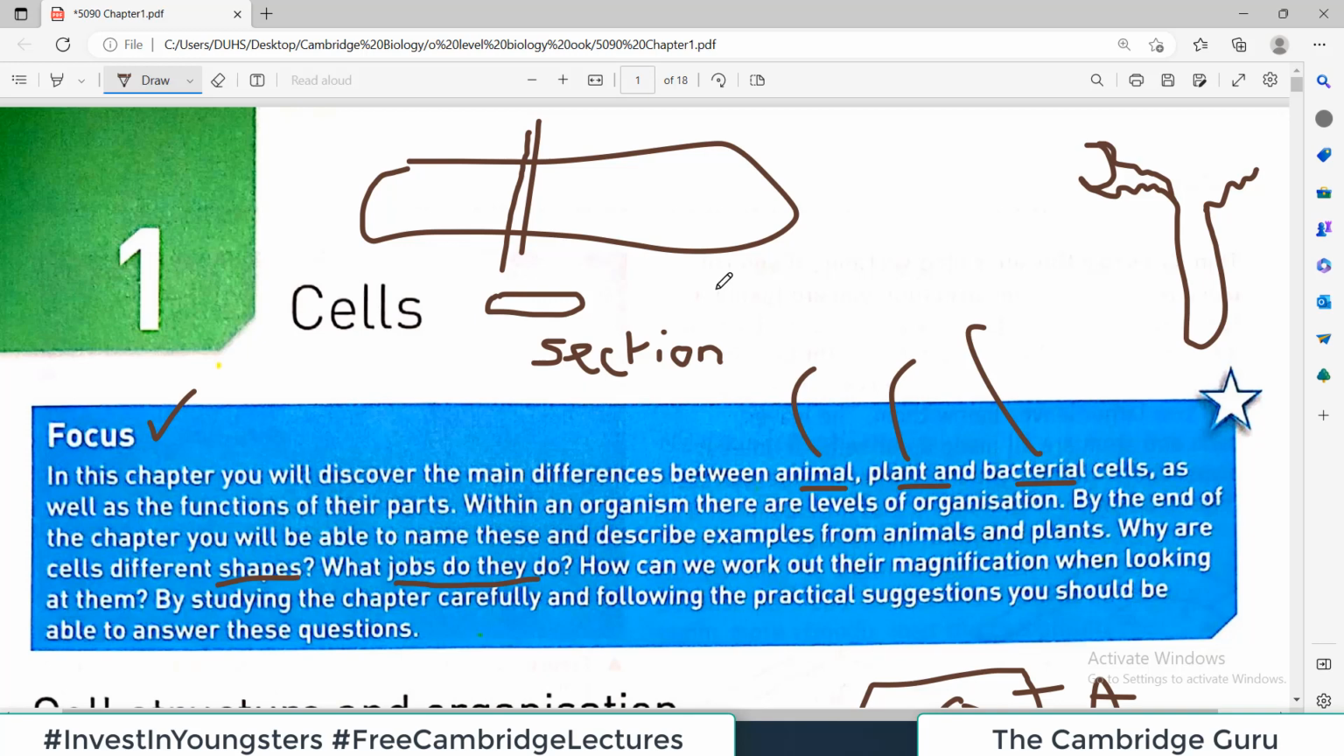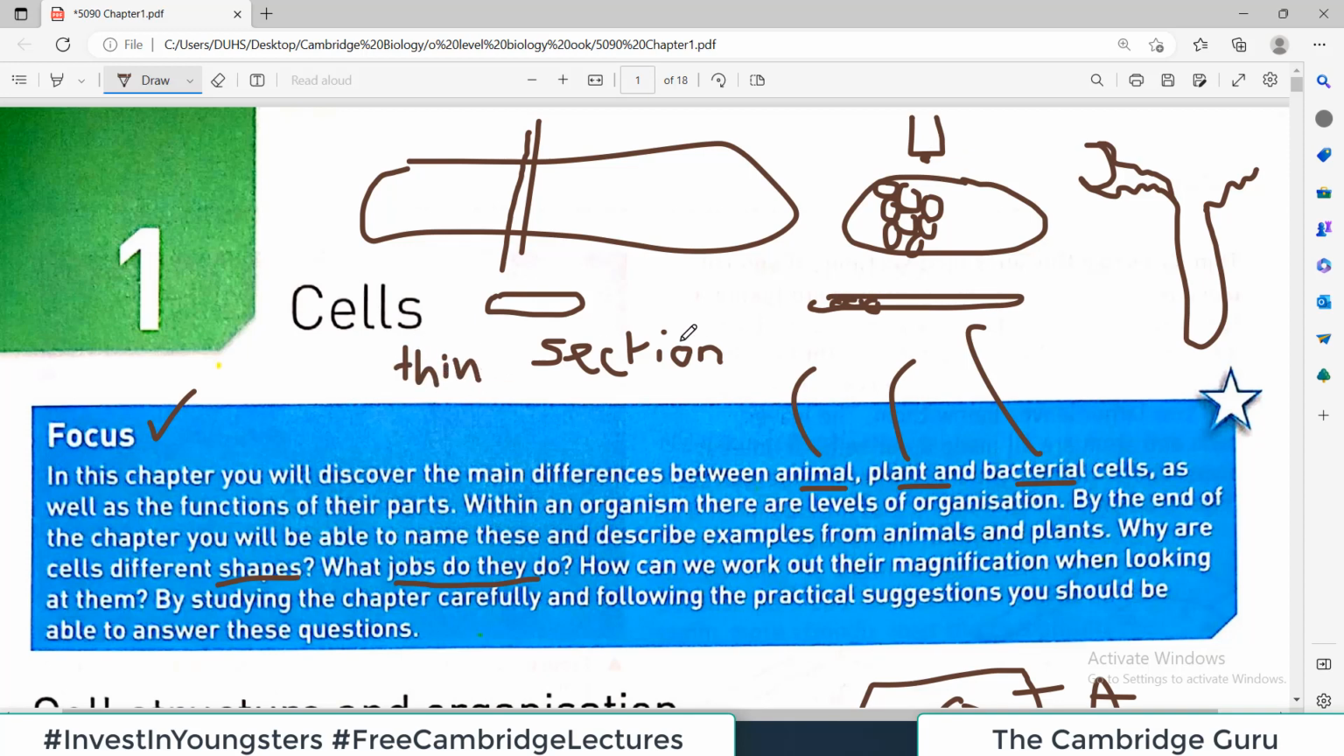Yes, that is true. But if there is a thick section like this, imagine there are multiple layers of cells, and with multiple layering of cells, the lens of the microscope will have trouble identifying each cell. So a thin section means a nice, crispy single layer of cells, and a single layer of cells can be easily visualized by the microscope. So thin sections are good sections for microscopy. Okay, so you should have this concept of what is a section.